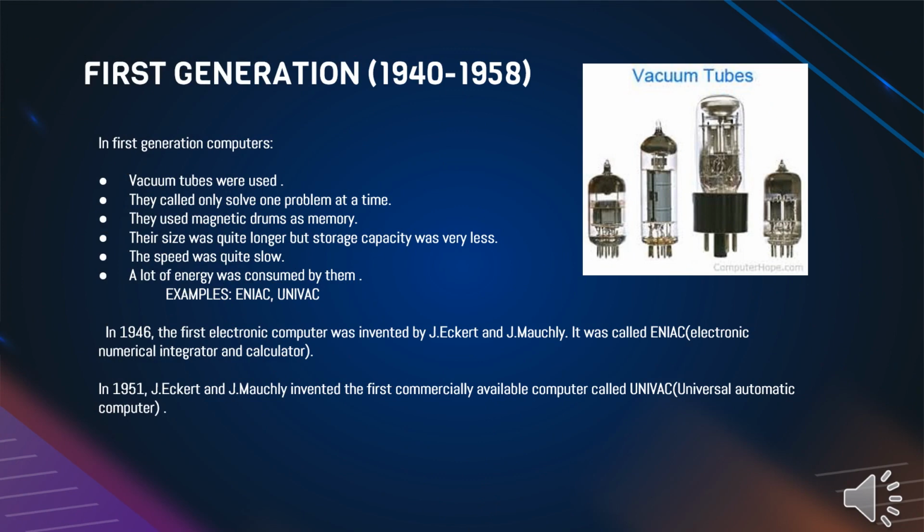First generation computers, 1940 to 1958. In first generation computers, vacuum tubes were used. They could only solve one problem at a time. They used magnetic drums as memory. Their size was quite large, but storage capacity was very less. The speed was quite slow. A lot of energy was consumed by them.